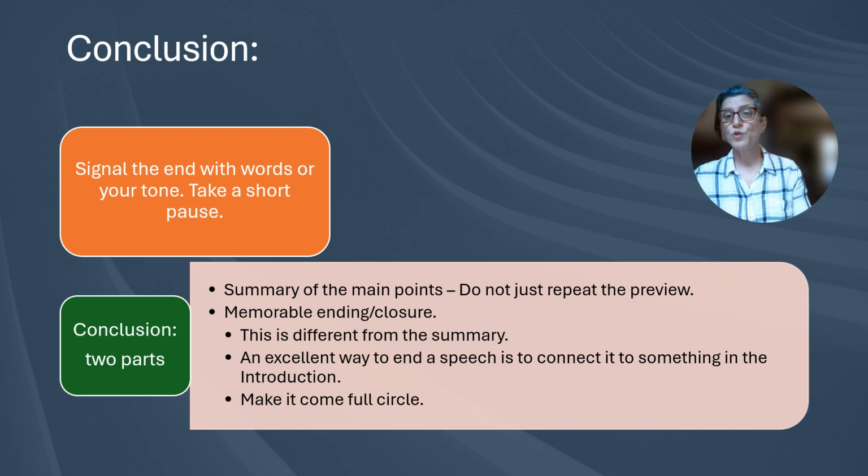Then the conclusion has 2 parts. You have the summary of the main points. Don't just repeat the preview, but somehow summarize broadly what you have talked about in the speech, and then you have a memorable ending or closure. This is different from the summary. It's an excellent way for you to connect something in the end to something in the beginning, just like you might do with an essay in a composition course. Make the speech come full circle. This is a really great technique and tool, and it's very effective.